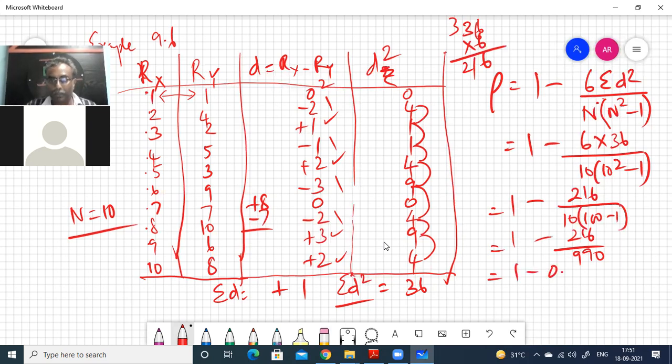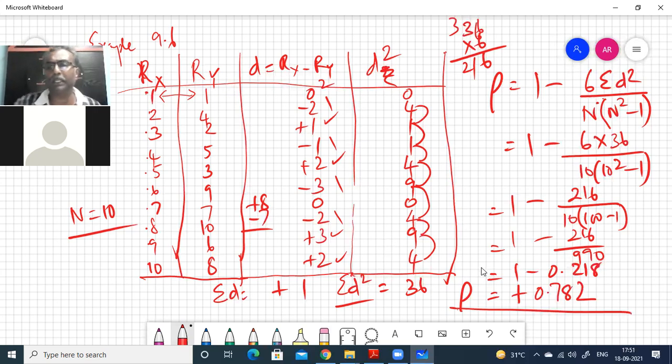1 minus 0.218 is 0.782. So rho is 0.782, the rank coefficient of correlation. That means overall there is a high level of correlation. If it is greater than 0.9, you can say that a very high level of correlation is there. Here overall correlation is there. Very good. We will stop here.